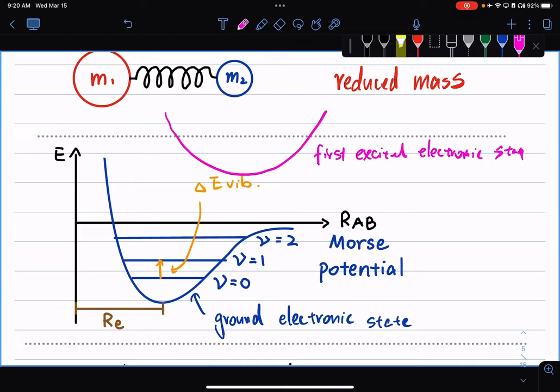And in my excited electronic state, likewise, you might have different vibrational levels. This is why I say this delta E vibrational is a very small number, because comparing to the energy difference between different electronic states, this delta E is quite small. We'll see the full picture again soon after. So this part is our vibrational spectroscopy.